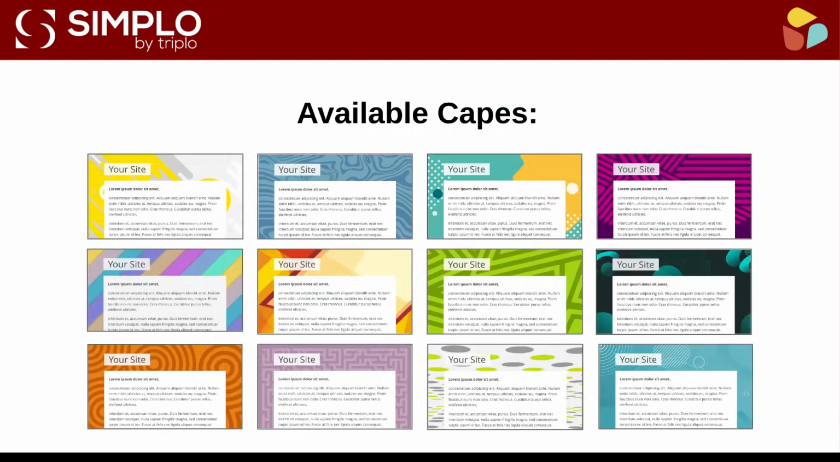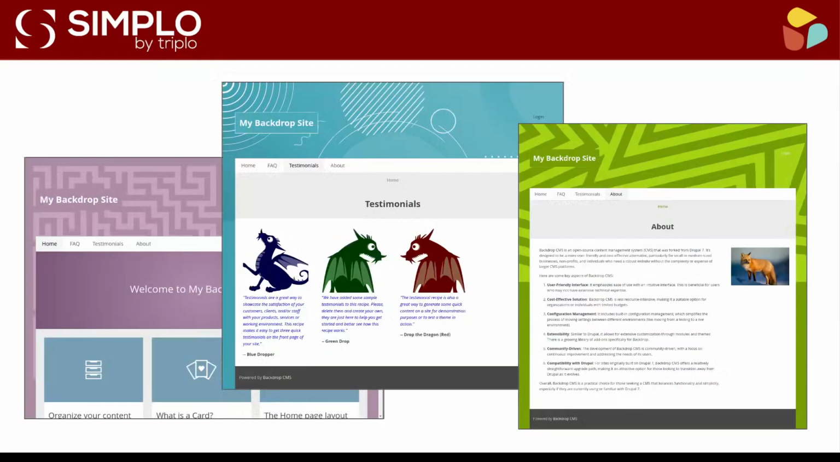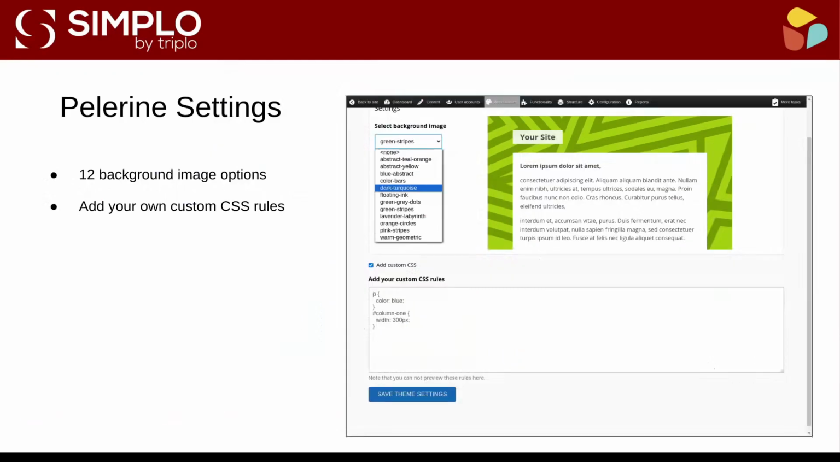These are the custom color backgrounds that come with Pelerine for you to choose from. A couple more pages with different content and background images. Again, you have a choice of 12 background images, and Pelerine also comes with this really nice ability. If you need to make some very small CSS changes, you can make them right here in the user interface.